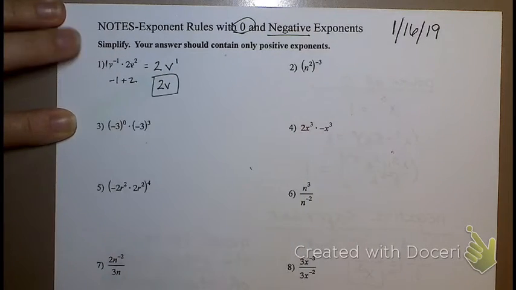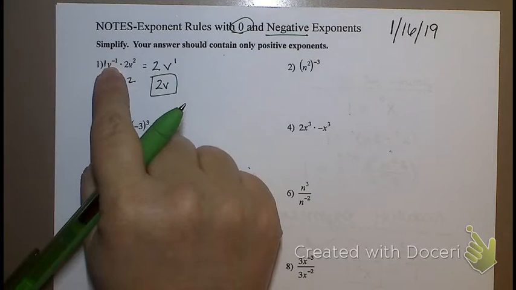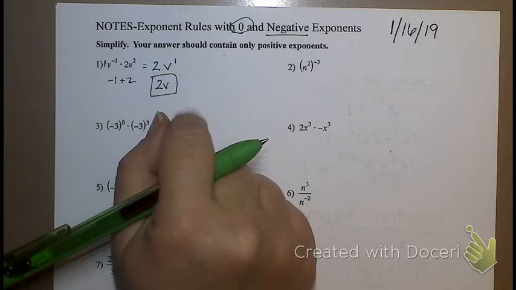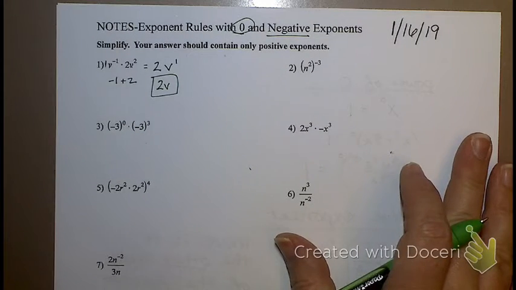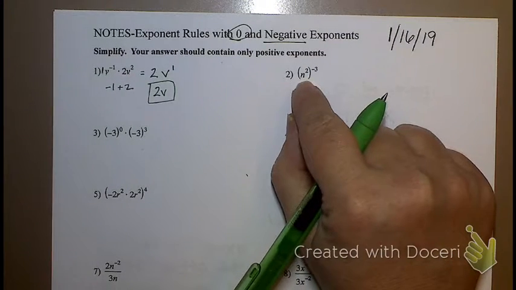Just 2v, right? So even though there was a negative exponent, I don't need to worry about flipping anything until I see if it's still negative at the end. That's when I need to worry about changing stuff. Okay? Number 2, what would I do here?